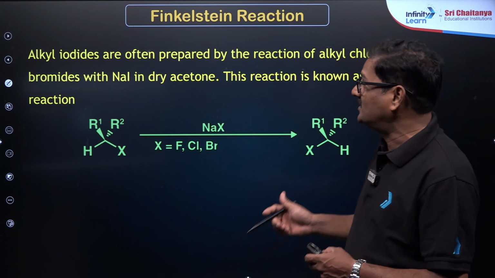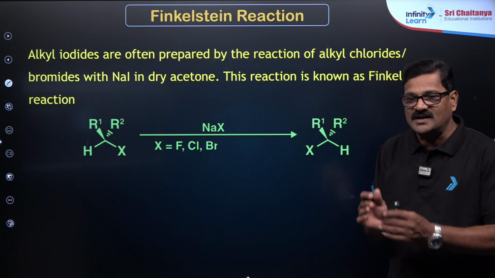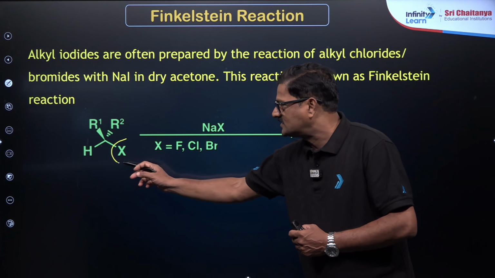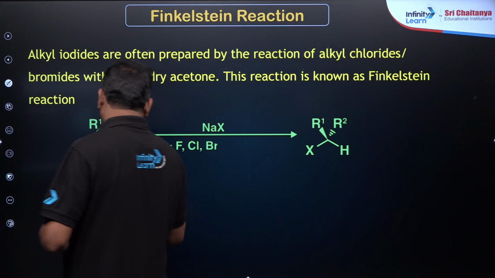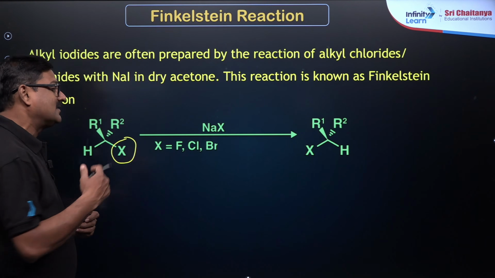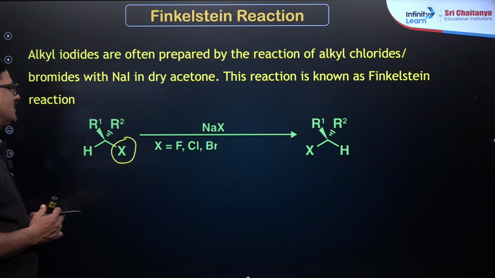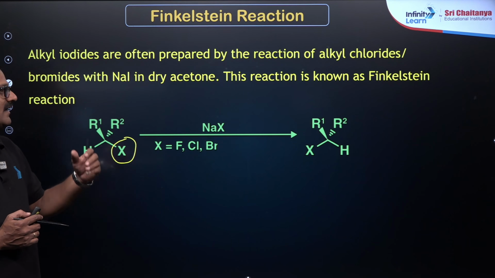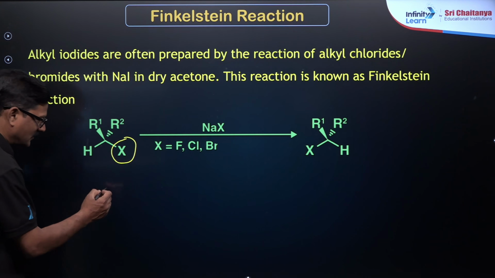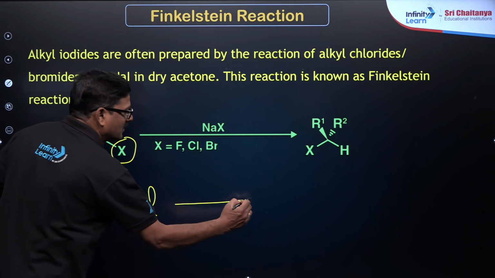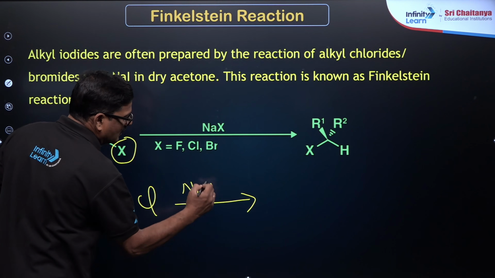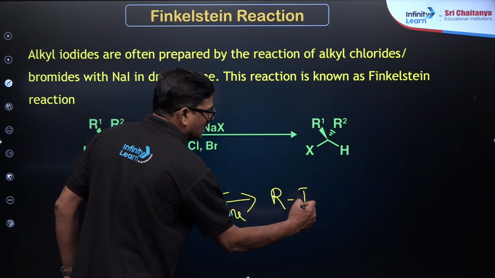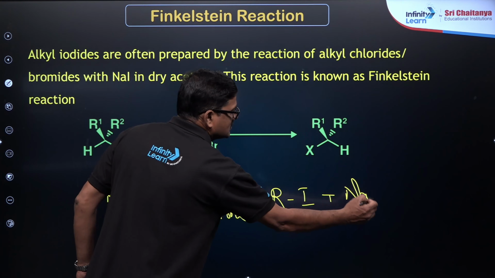So today I am fasting. The Finkelstein reaction is a type of halogen exchange reaction where one halogen is exchanged by another halogen. Alkyl halide reacts with sodium iodide to give the other halogen. So RCl in the presence of sodium iodide in acetone gives alkyl iodide and NaCl.